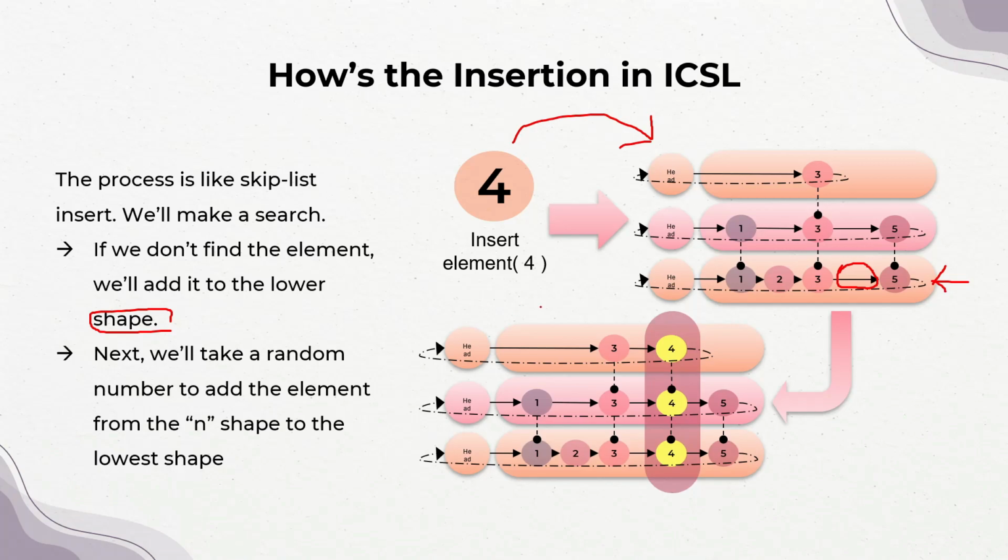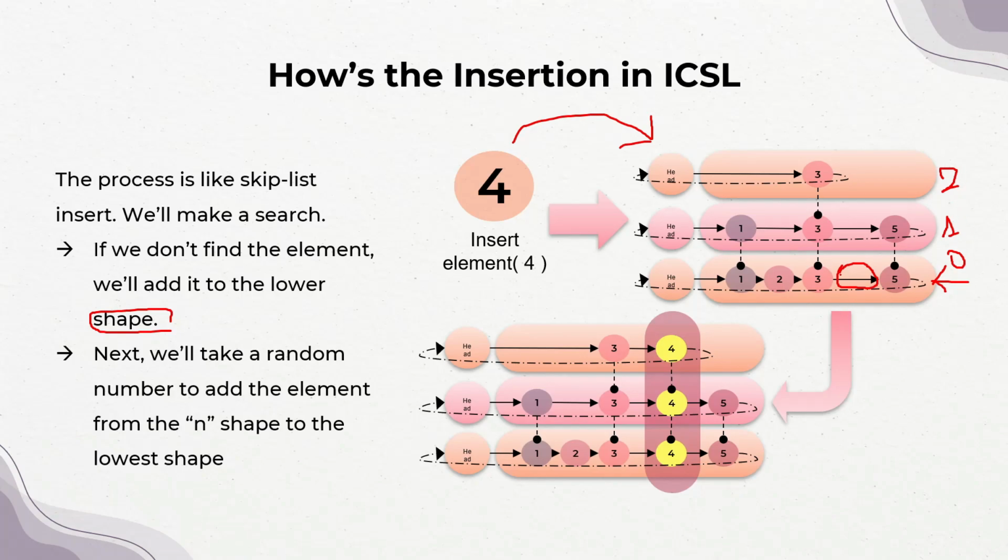So next we take a random number to decide how far to add the element from the lowest layer upward. We use a random number, and with that number, we determine how many layers will be occupied by the inserted item. For example, we put the 4 here, but we have a random number that in this case is 2. Could be 0, could be 1, but in this case it's 2.